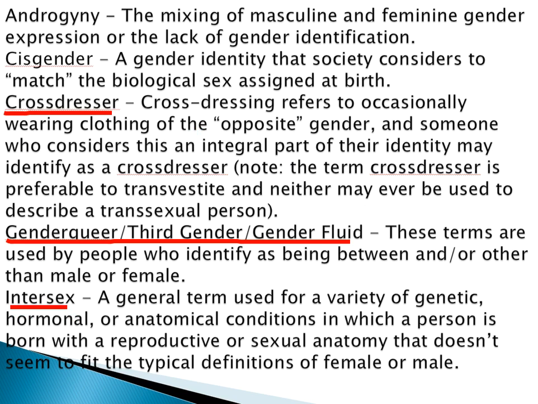We have also intersex. This is a general term used for a variety of genetic, hormonal, or anatomical conditions in which a person is born with reproductive or sexual anatomy that doesn't seem to fit the typical definition of male or female. Some intersex individuals identify as transgender or gender variant, others do not. Take note that hermaphrodite is an obsolete term that is not currently considered appropriate.